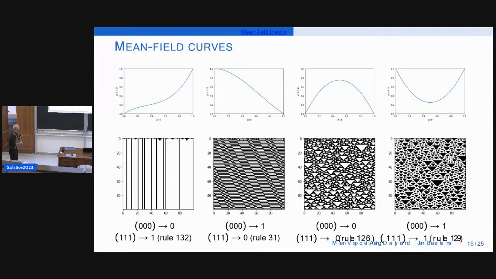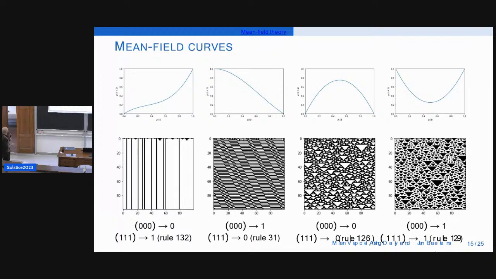So what you get then are mean field curves. So this is the result of our previous calculations. So on this axis, you have the density at the current time step, and here you have the density at the next time step. And as you can see, there are 4 different cases that can be distinguished, and they depend on the update values of the 0, 0, 0 neighborhoods and 1, 1, 1 neighborhoods. So if your 0, 0, 0 neighborhood has as update value 0, the intersection point will be here. If it has as update value 1, the intersection point will be here. Similarly, for the 1, 1, 1 neighborhood, it determines the intersection point at the other side.